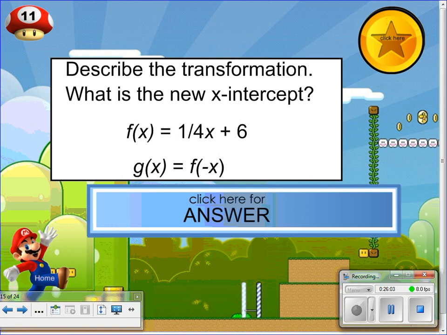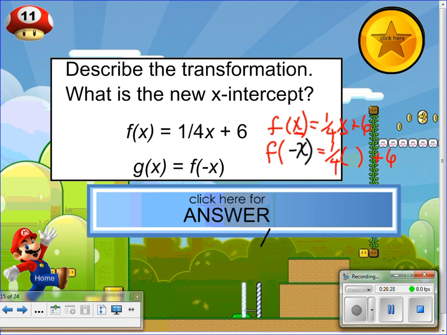So what we're going to do is plug in. We're going to rewrite. So we have f of x equals 1/4 x plus 6. And now we have it changing to f of negative x equals 1/4. Instead of having x, we end up having negative x. So we have 1/4 times negative x plus 6. So we have negative 1/4 x plus 6.